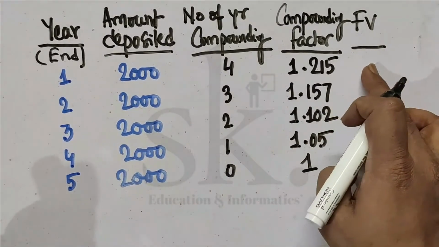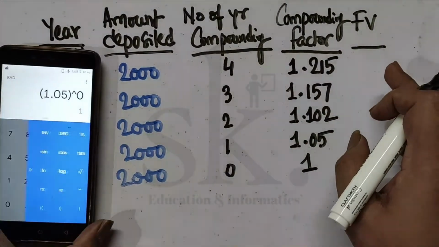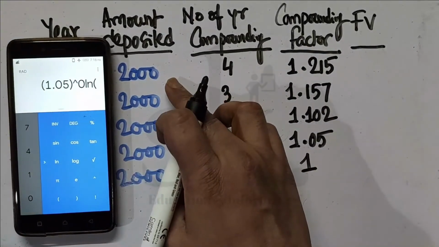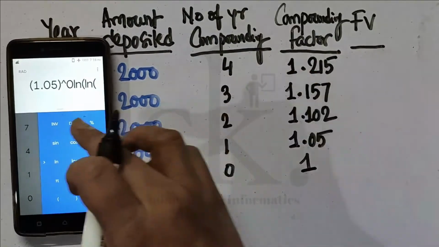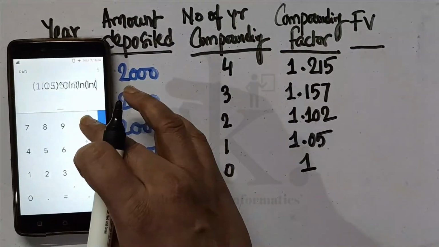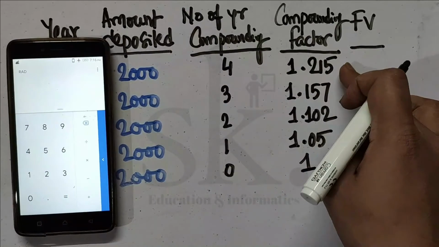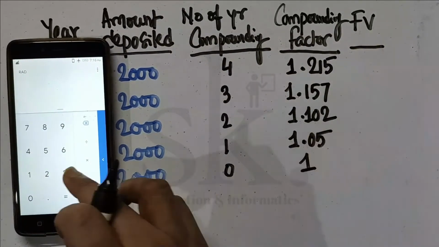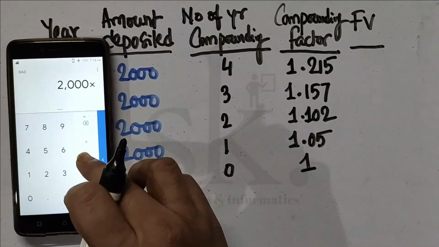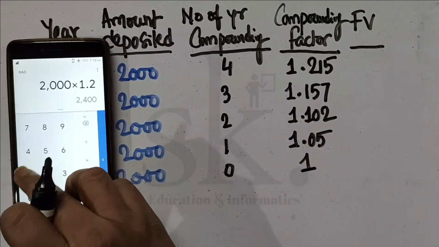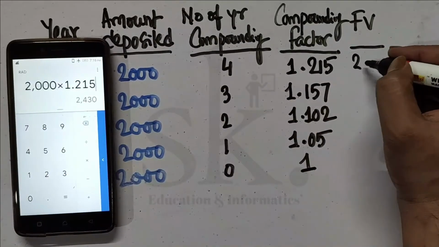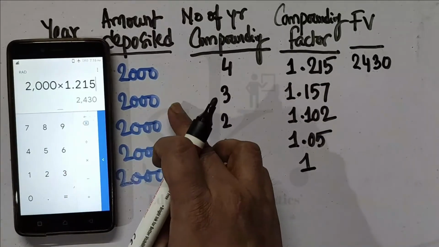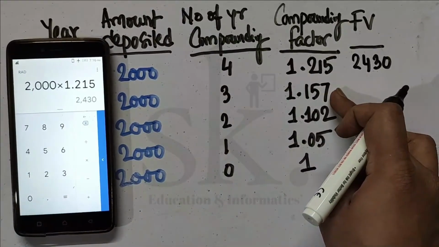Now what I do? I find out the future value. Now you are aware of how to calculate a future value. How we calculate a future value? It will be amount deposited multiplied by your compounding factor. So I got 2000 into 1.215. So 2000 into 1.215 is 2430. Next, how much? Again 2000 into, because it's an annuity, 1.157.